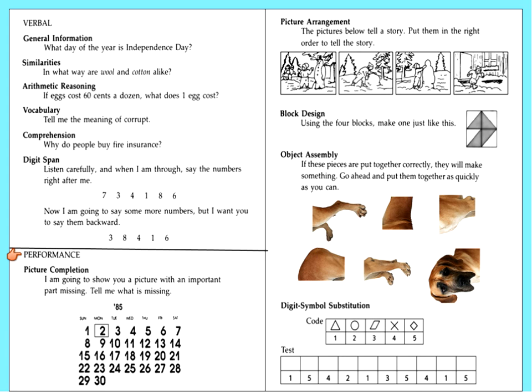Down the bottom, performance. Now we're going to have to do something. This is not just verbal. I'm going to show you a picture with an important part missing. So I show you this picture here. What's missing? And again, the more quickly you respond, the more points you get.